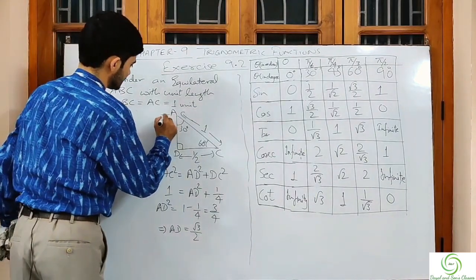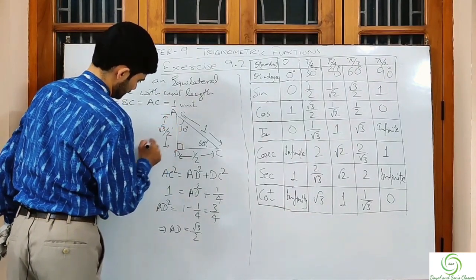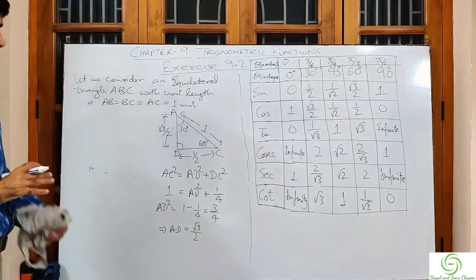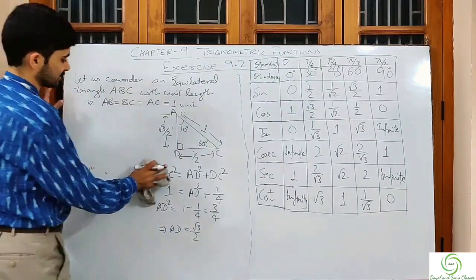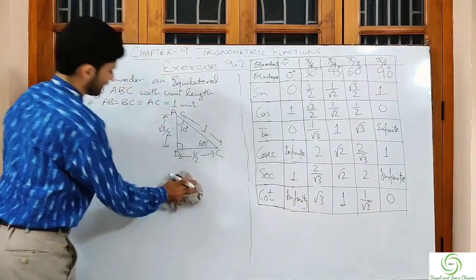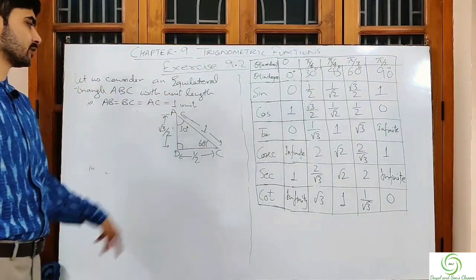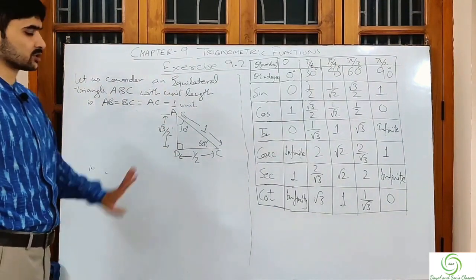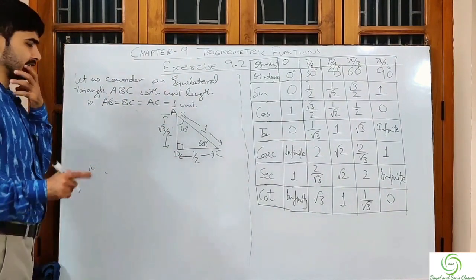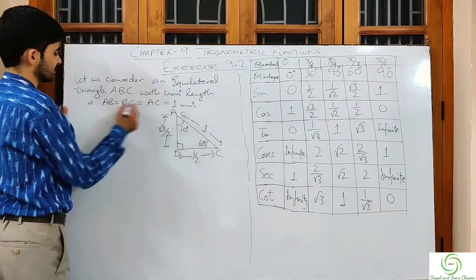That means this length is root 3 by 2, right? So I am rubbing this part now. So what we have found out by applying Pythagoras theorem is that the value of this AD length, this perpendicular height from A to D, is root 3 by 2. Now let us find out the values for various angles. First let us find for theta degree.